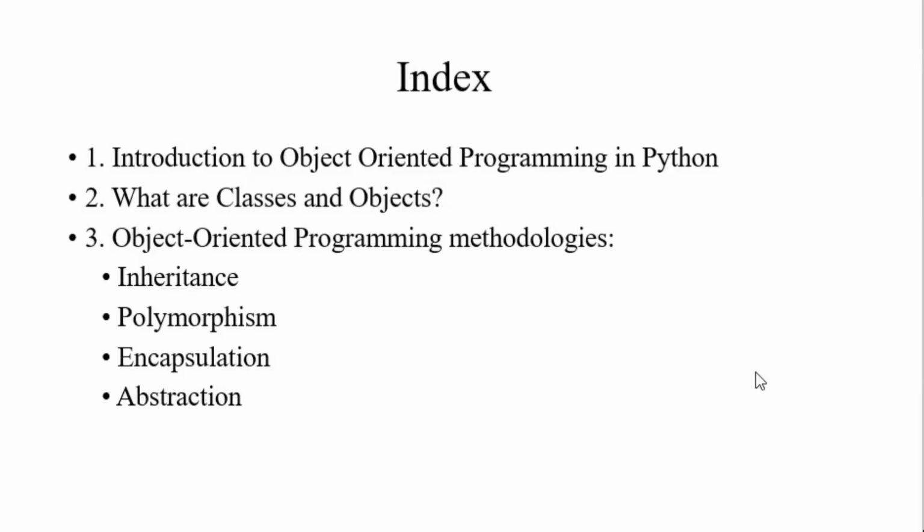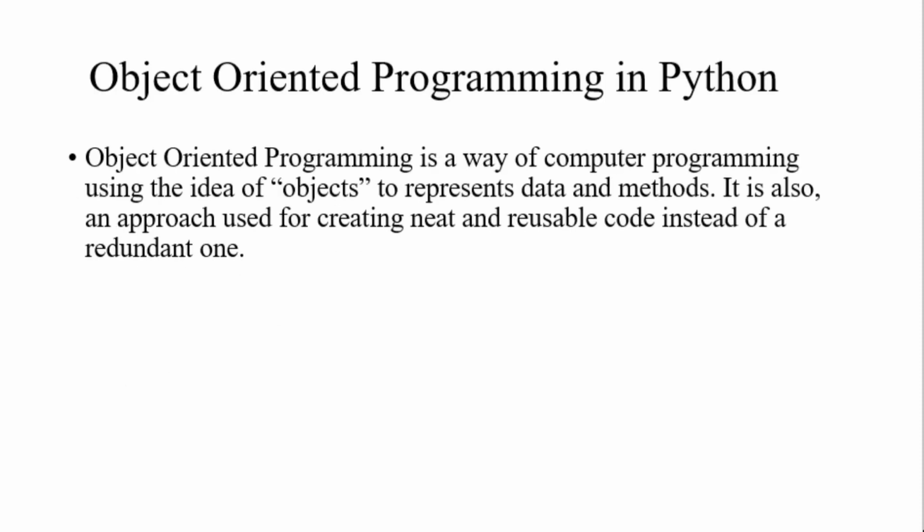Let's see about OOP concepts in Python. Here we will cover these topics: what is object-oriented programming, what are class and object, and what are the pillars of object-oriented programming. Object-oriented programming is used to structure the program. Here we use objects and classes. One of the main advantages of object-oriented programming is code reusability.